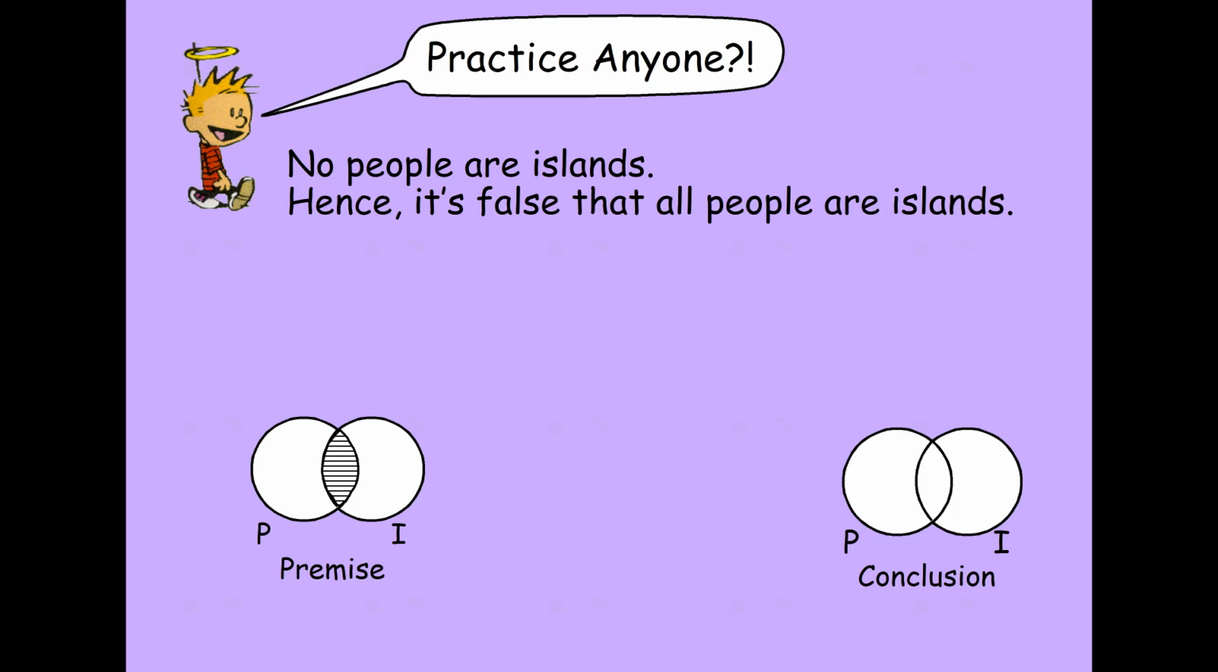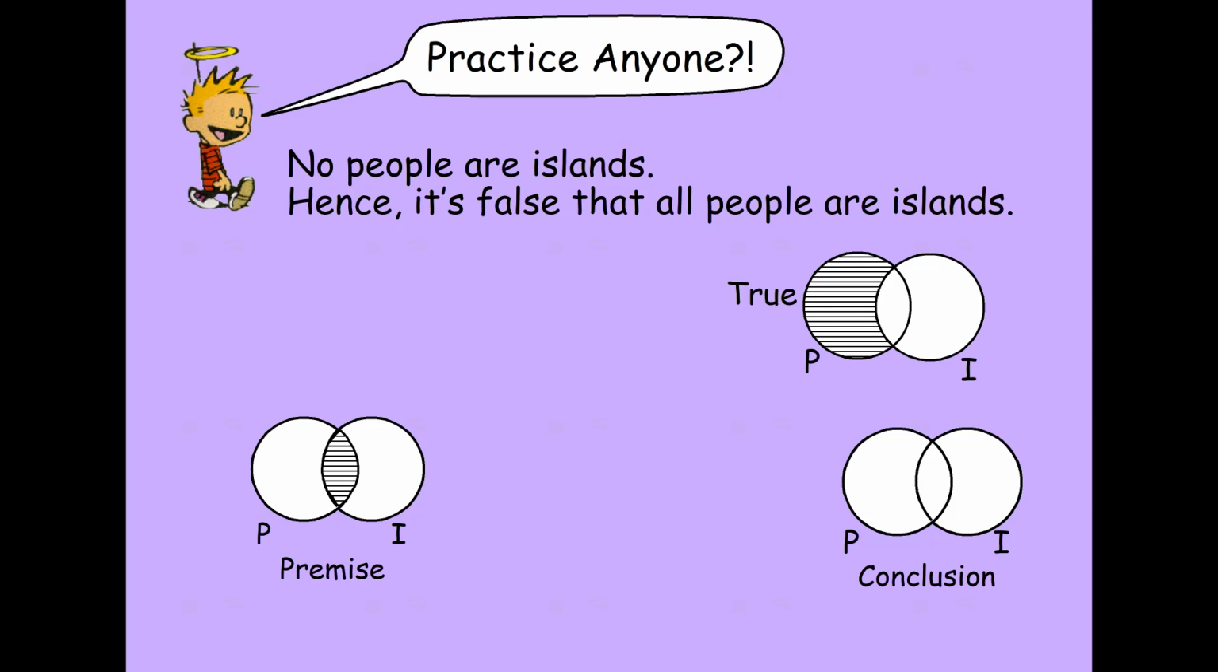So I go to my conclusion diagram. Now my conclusion diagram asserts that my universal affirmative is false. So it says it's false that all people are islands. So I might want to go back and just draw out the diagram to show what has to be true for all people to be islands, that categorical statement to be true. So that's what it takes.